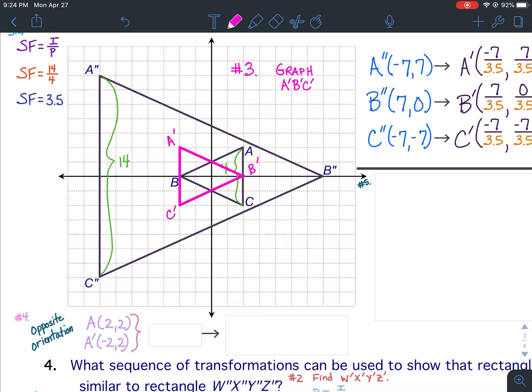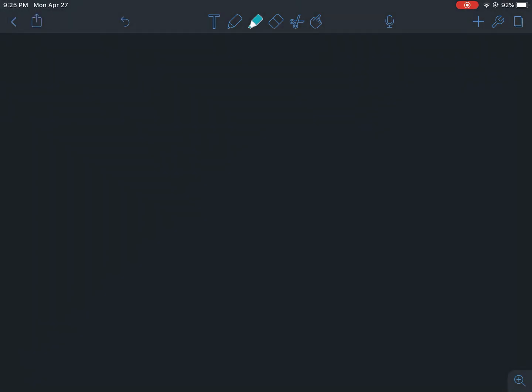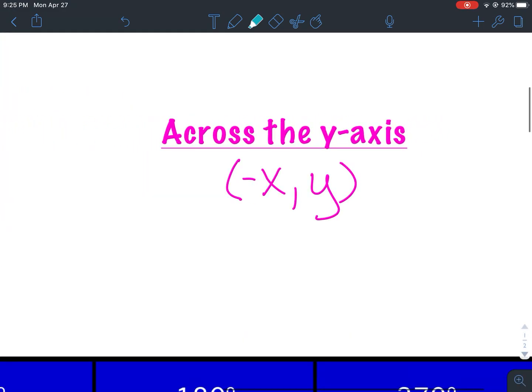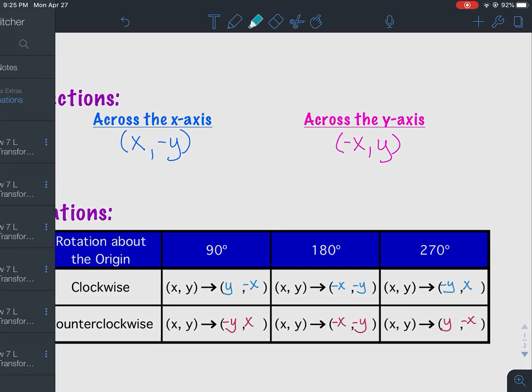So let's examine A, which is at 2, 2, and A prime, which is at negative 2, 2. If you look at this, your y-coordinates stayed the same. It's 2 and 2. So y stayed the same, but the x-coordinates went from 2 to negative 2, which means the x-coordinates are opposite. So that would look like negative x, y. So the reflection was negative x, y. If I have negative x, y, that means it was a reflection across the y-axis.